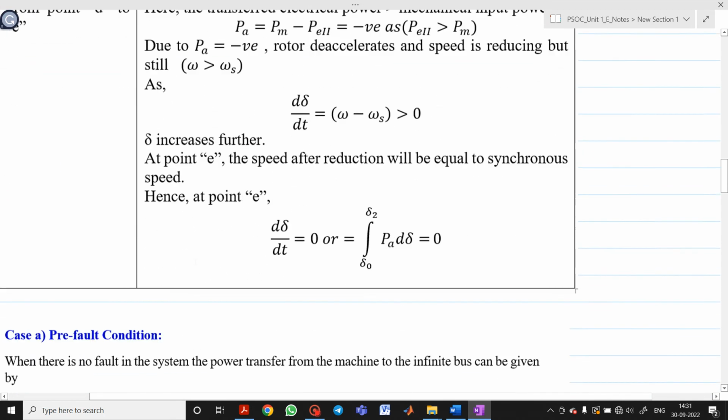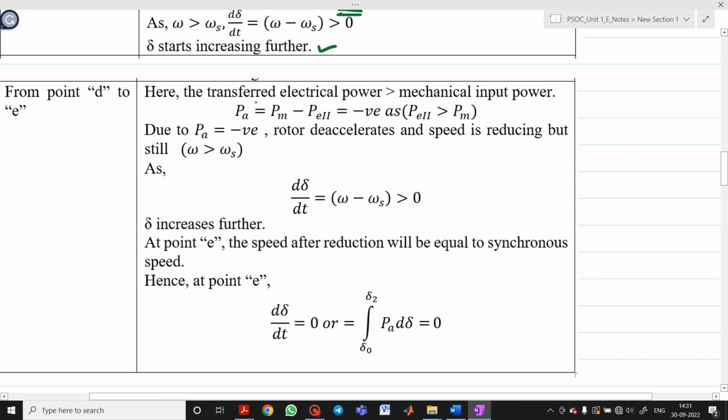Please see it carefully. From point D to E, again your electrical power transfer is greater than the mechanical power. So again I will write it here as Pmax 3 or PE3. PA will be equal to PM minus PE3. Again it will be negative. As the acceleration is negative, the rotor will decelerate and speed is reducing. But still your omega will be greater than omega s. Delta will be further increased, and at point E what will happen?